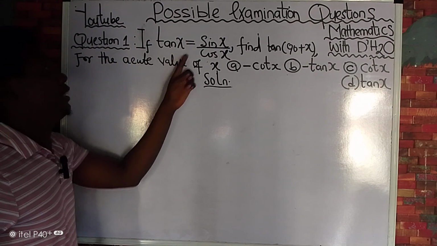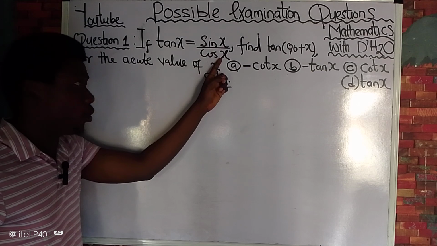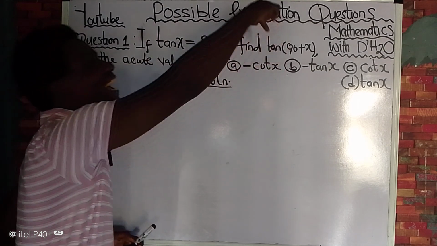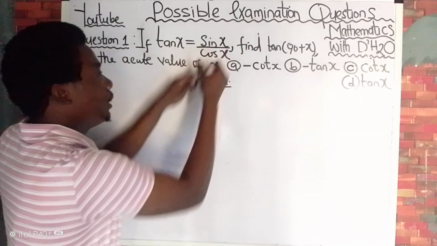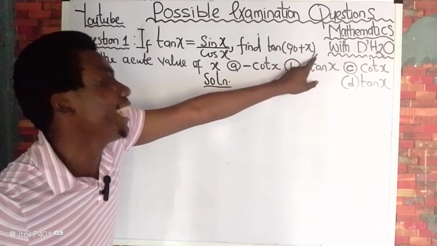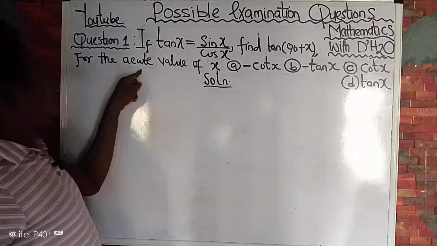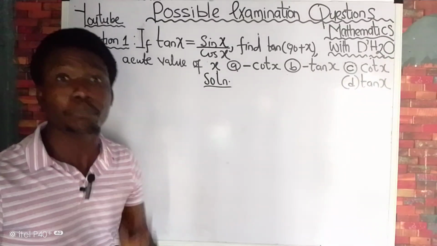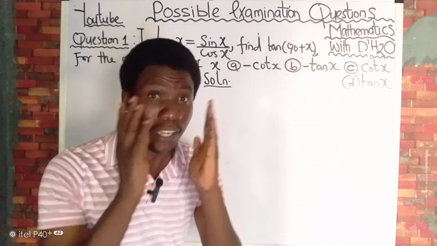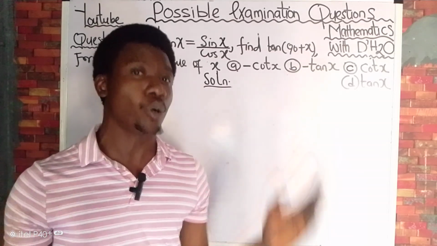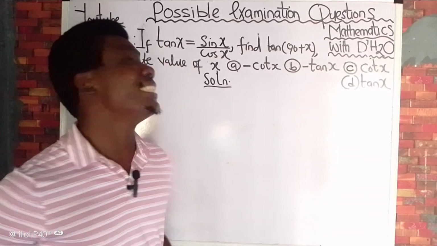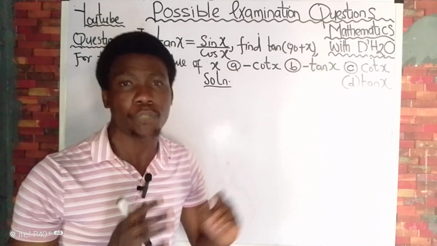If tan x is equal to sine x over cos x, find tan (90 plus x), for the acute value of x. It means that the value of x must be an acute angle, but that is not our major concern. Our major concern is the expression of tan (90 plus x).